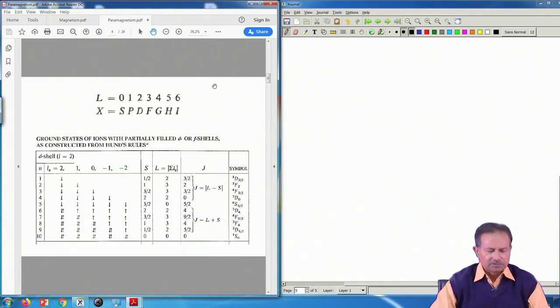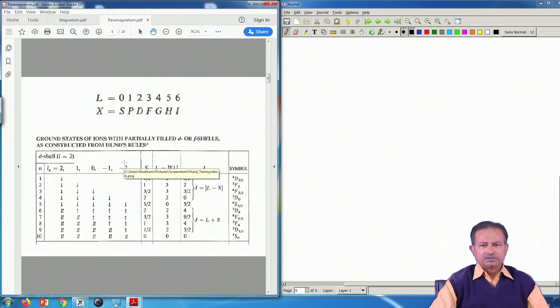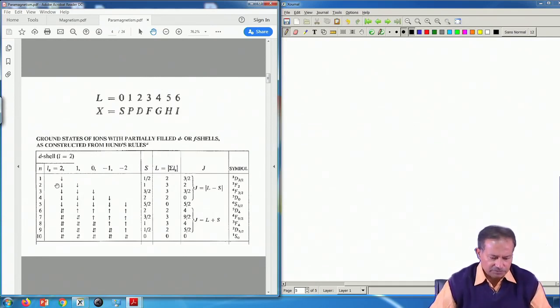For example, d shell, L equal to 2, which is a very important shell, which happens in the transition metal elements. That is the outermost shell in transition metal elements, 3D transition metal elements, 4D transition metal elements. These are the levels that get filled out. And so, for example, from scandium to zinc, in the 3D case, the 3D level gets filled up, and this is how you fill up.